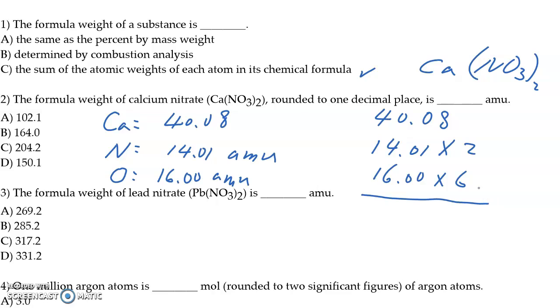And I add up these numbers. So let's do it. It will be 40.08 plus 14.01 times 2 plus 16.00 times 6. What I get is 164, around there.